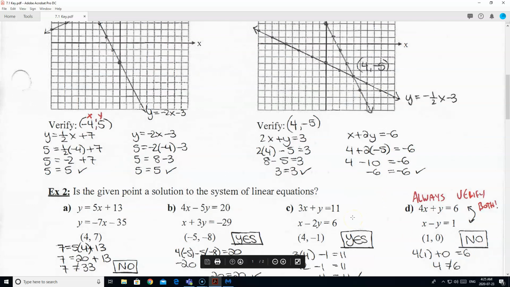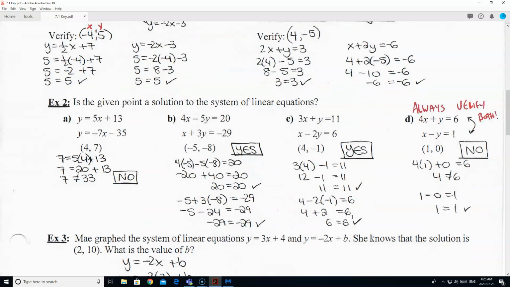Okay. Example 2. Is this given point a solution to the system of linear equations? Okay, so for this question, again, they give us 2 equations. A system of linear equations just means 2 or more linear lines or straight lines, and the solution is a point where they intersect. So we've got 2 equations, and we have this one point that they're asking if it is a solution.